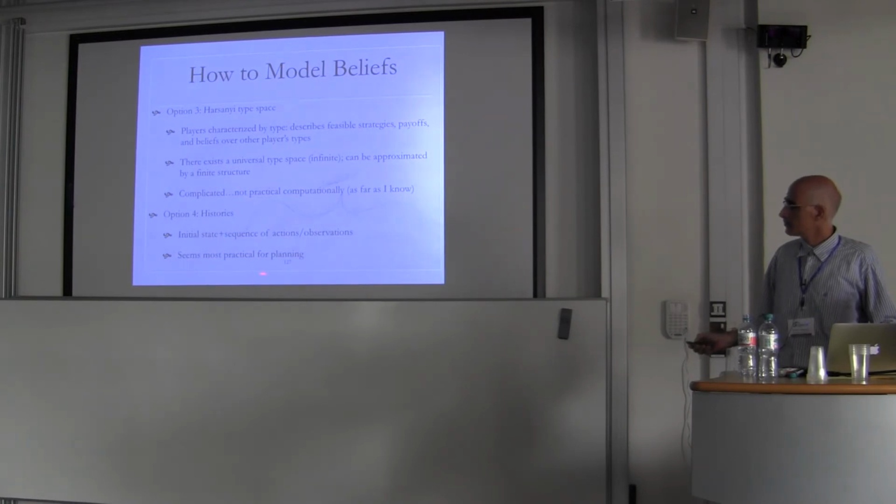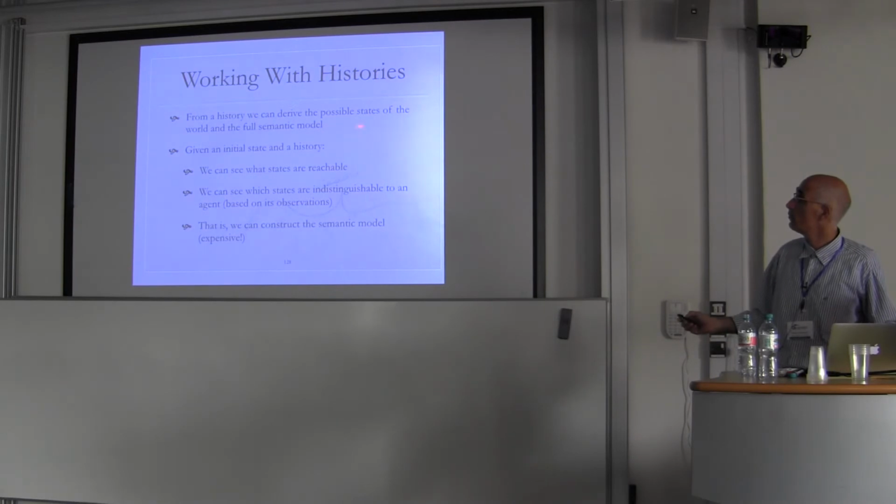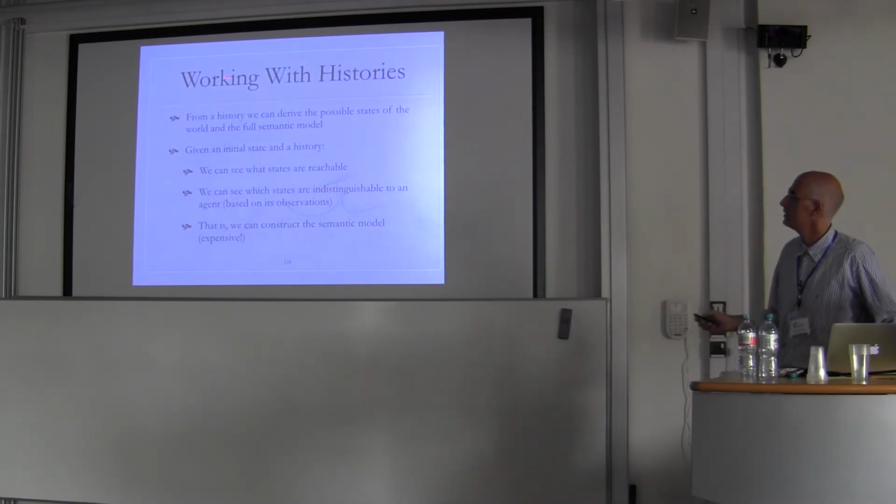And finally, actually, this is not a different option. This ties in well with this Kripke structure. I'll explain it in the next slide. The other thing we can think about is this idea of histories. So what's a history? It's the initial state plus a sequence of actions and observations that I've done so far. And this is basically what most people use for planning. So let's see the relationship. What are these histories?